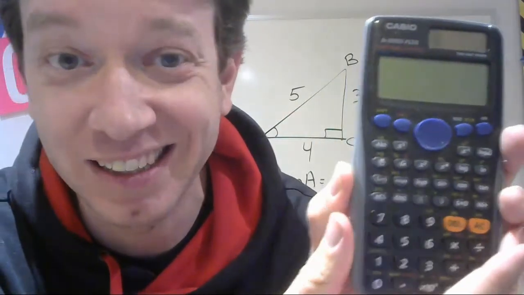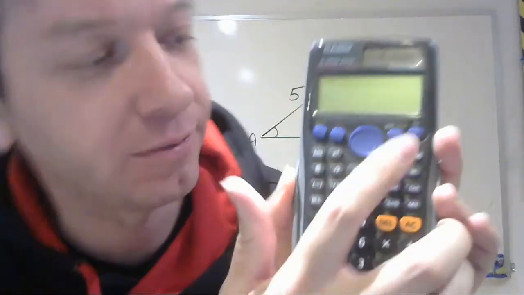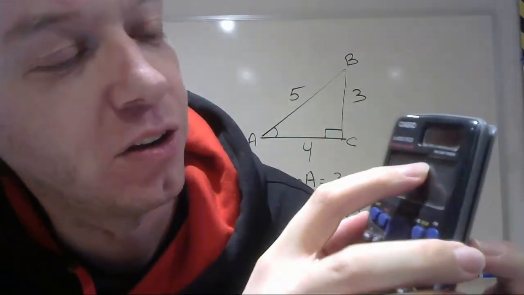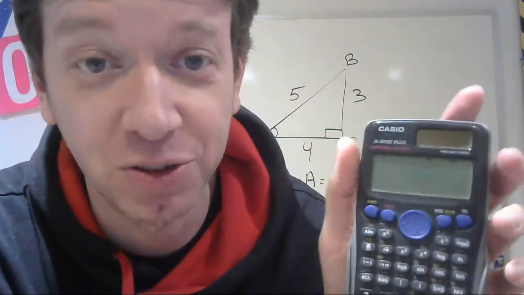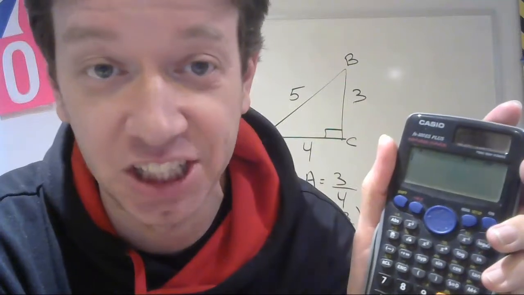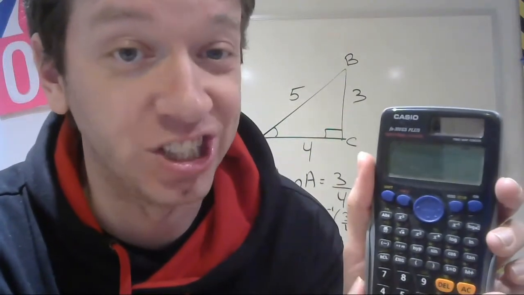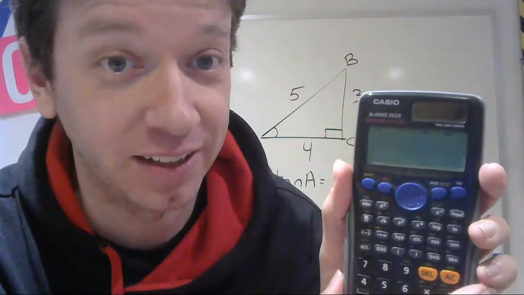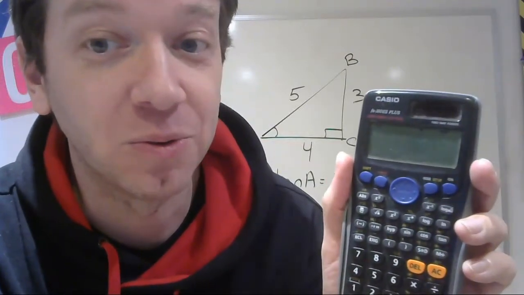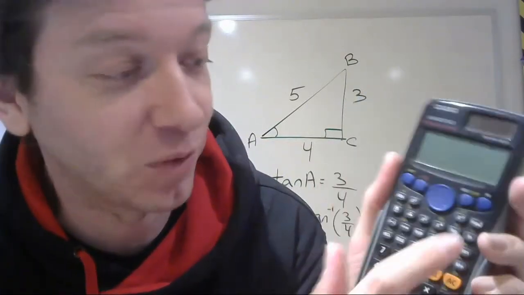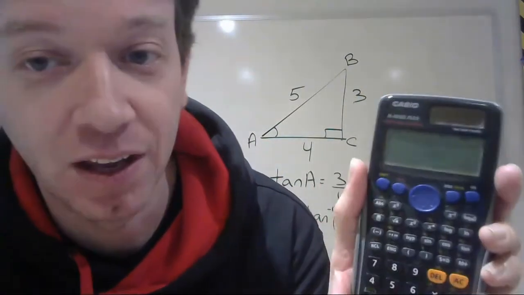So this is my calculator. Yours might be slightly different, so try to figure it out. One thing that's very important, you should have up here a D for degrees, or some calculators say DEG. It should be on degrees. It should not be on R or G. Those are radians and gradians. So make sure it's on degrees first, or you're not going to get the right answer.